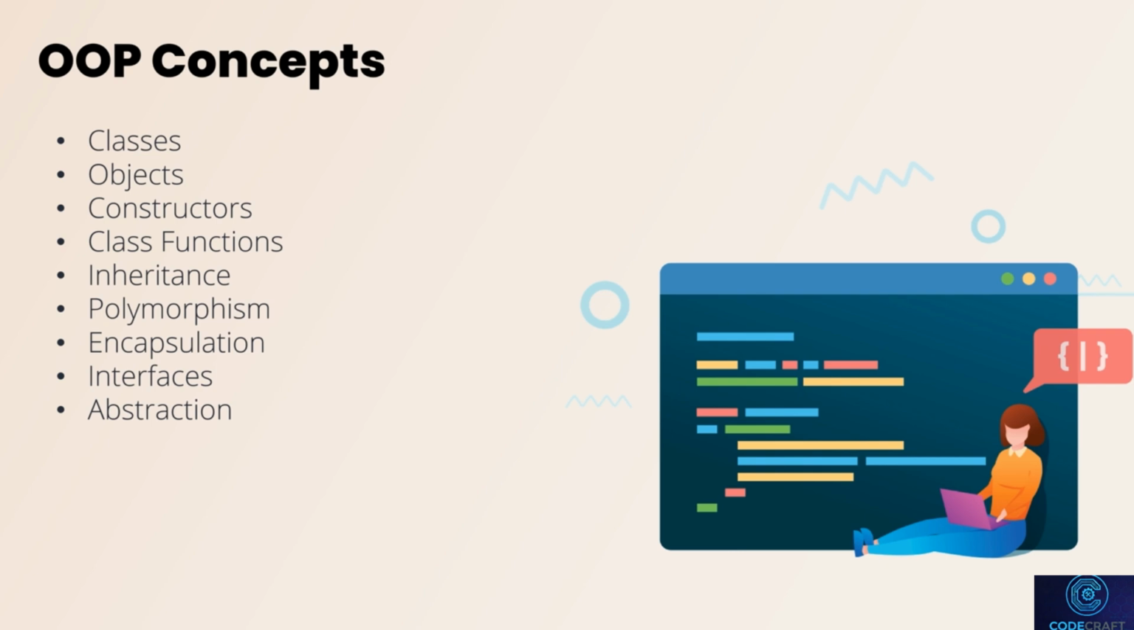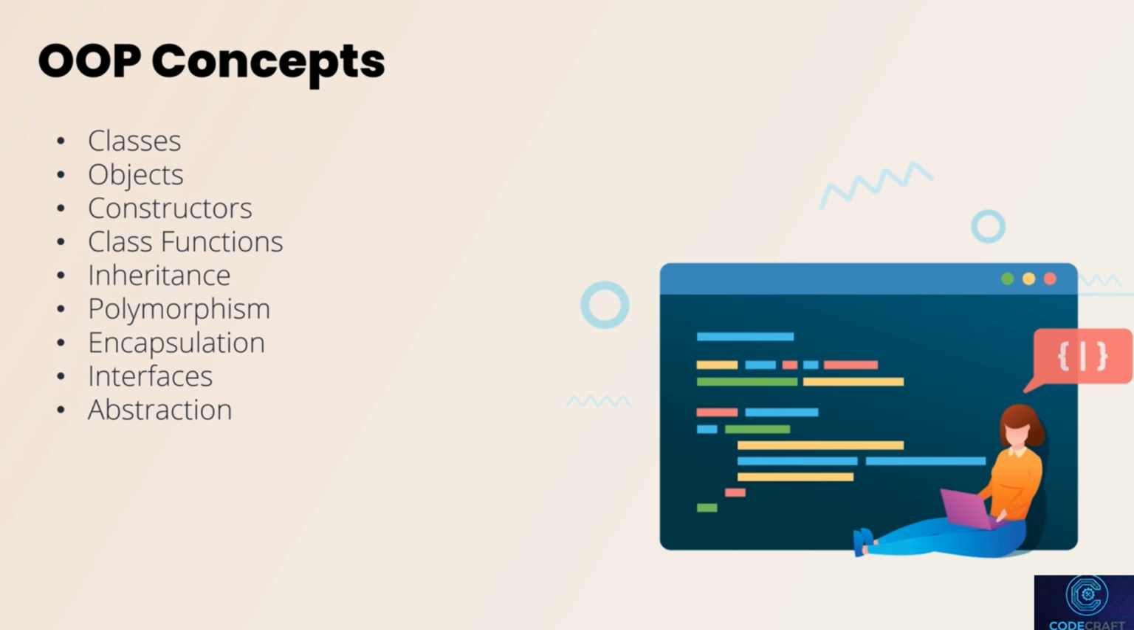Inheritance. Imagine you have a Lego set for building vehicles. You might have instructions for building cars, trucks, and motorcycles. OOP allows you to create new classes based on existing classes, inheriting their properties and methods. It's a bit like using parts from different Lego sets to create something new.